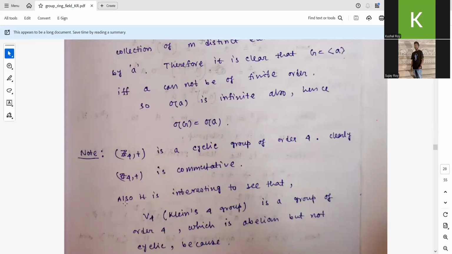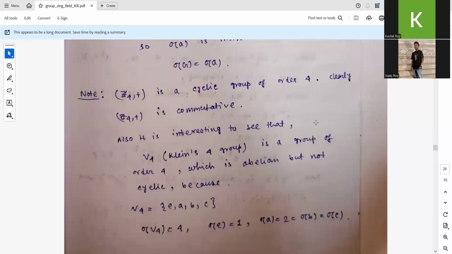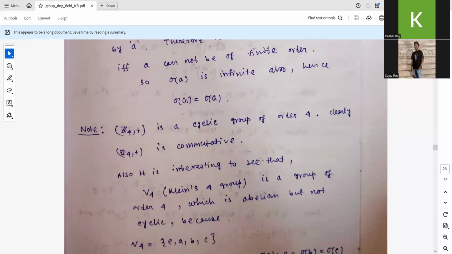So actually, we have given some examples. Z4 plus is a cyclic group of order 4. It is generated by two elements, class 1 and class 3. In Z4 there are 4 elements 0, 1, 2, 3, and it is generated by 1 and 3. So this is a cyclic group of order 4.